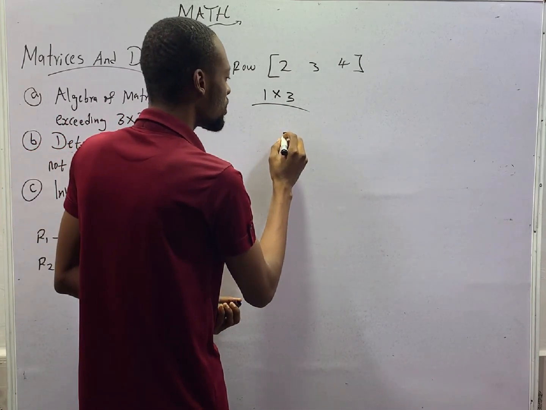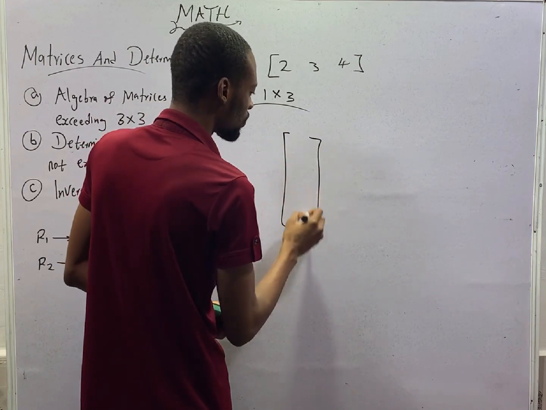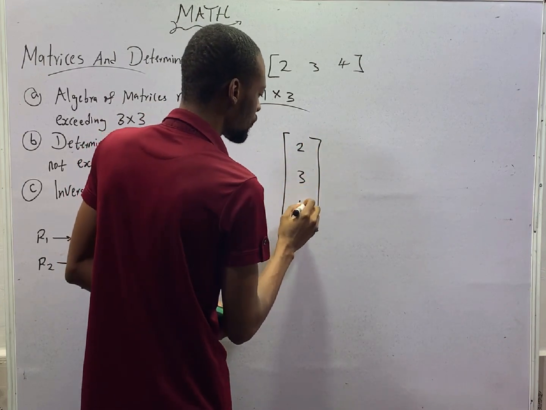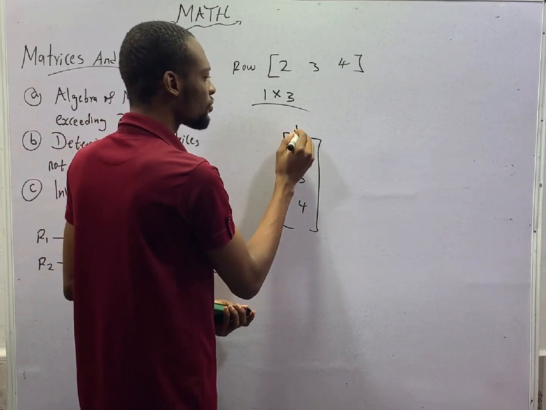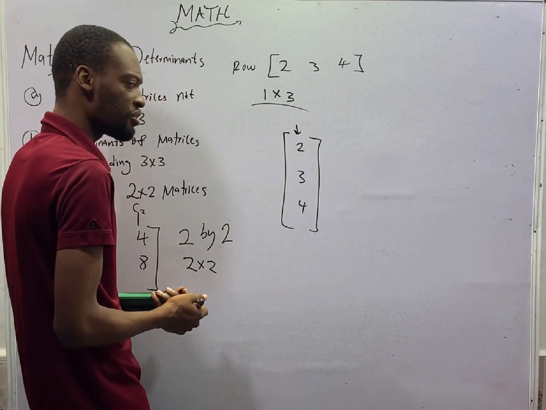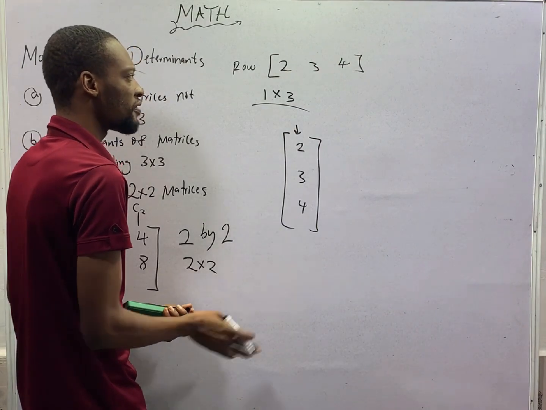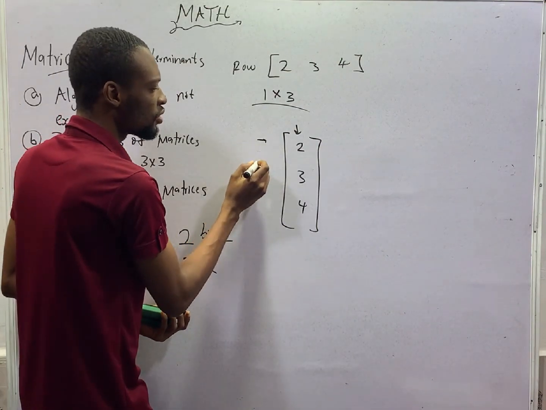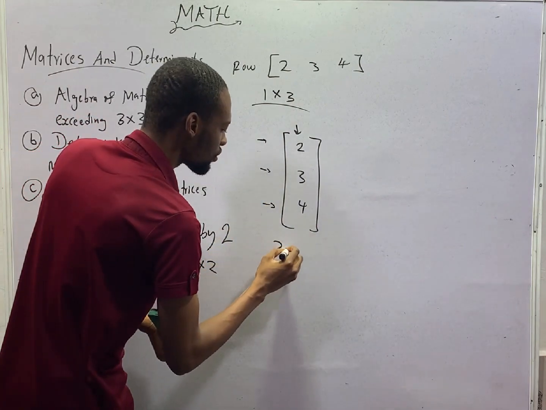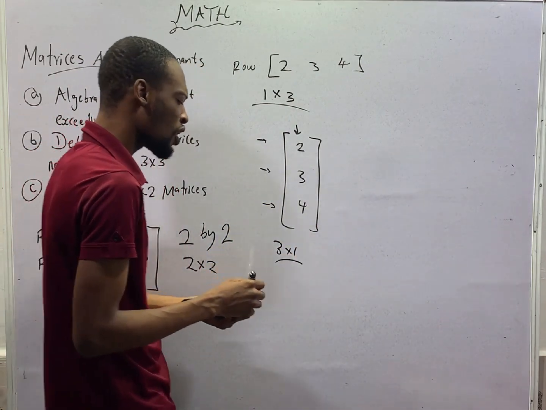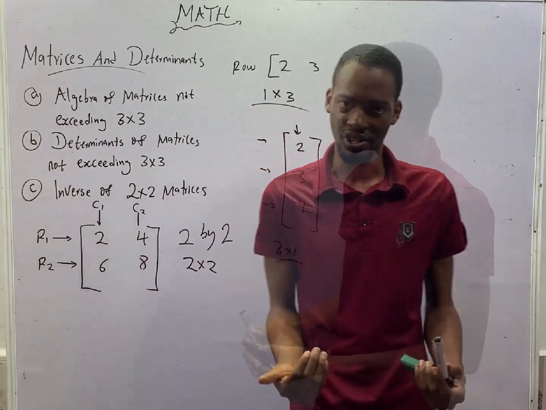If you are given a matrix like this, 1, 2, 3, this matrix has only 1 column. This is a column matrix. How many rows does it have? 3 rows. 1, 2, and 3. This is a 3 by 1 matrix or a column matrix.